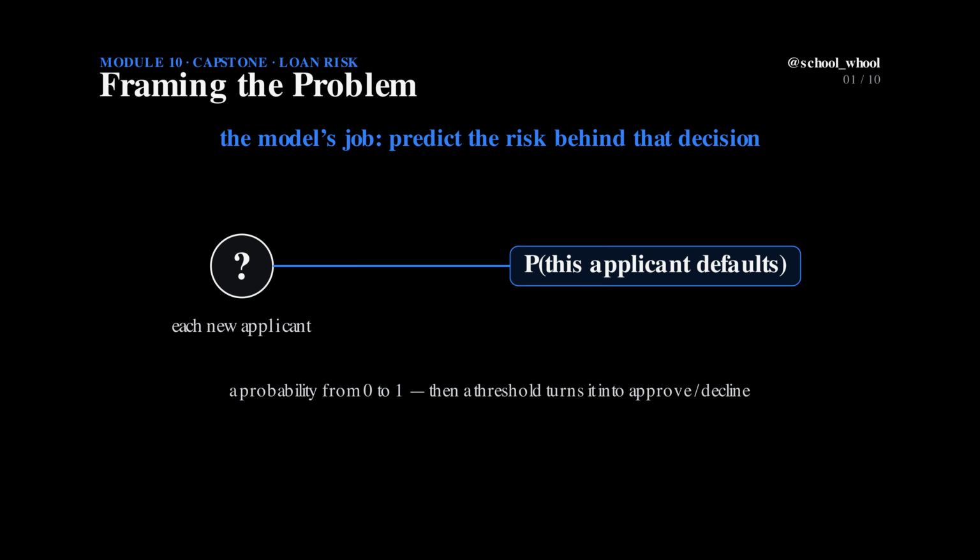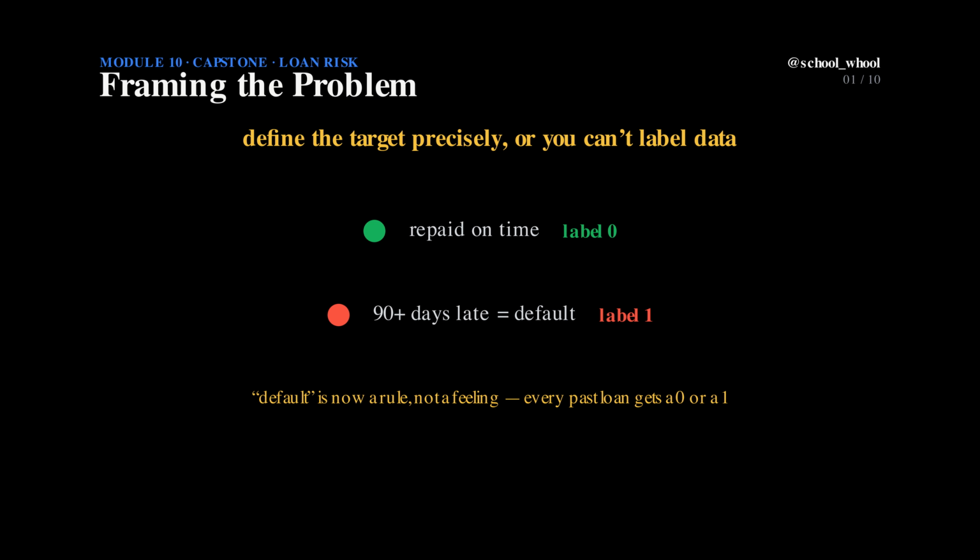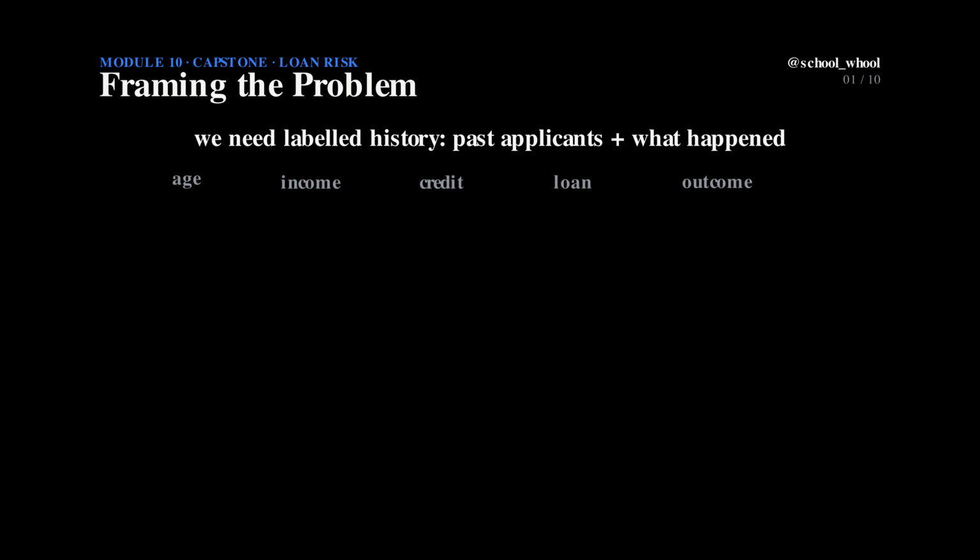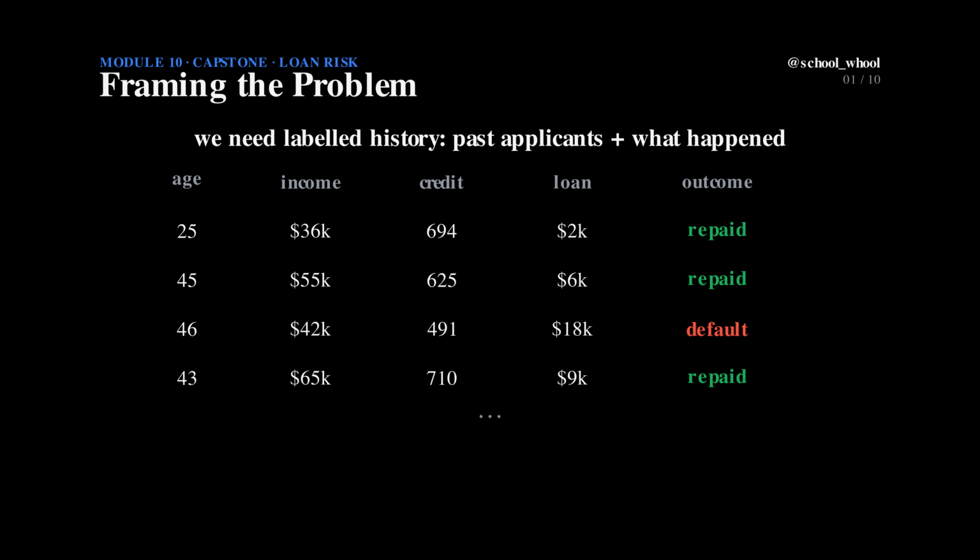But "will they default" has to be defined precisely, or we can't label a single example. So we make a rule. Repaid on time is label 0. 90 or more days late is a default, label 1. Now default is a rule, not a feeling, and every past loan gets a clean 0 or 1. To learn, the model needs history, past applicants, the facts we knew about them, age, income, credit score, loan size, and crucially, what actually happened. Each row ends in an outcome: repaid or default. This labeled history is our training data.